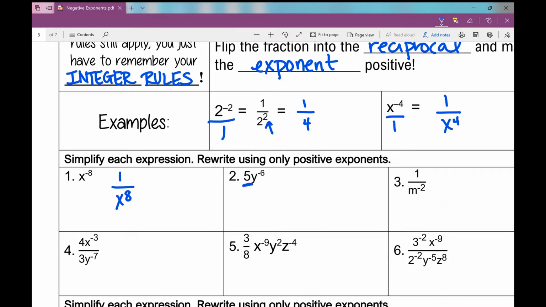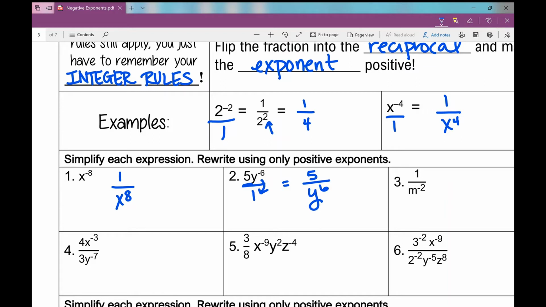Anytime you see negative exponents involved, it's a really good idea to make it into a fraction, okay? Anything that has a negative exponent attached to it is going to move. Okay, so only the variable with that negative exponent is what's going to move. My 5 stays in the numerator, y goes in the denominator, exponent becomes positive. So what do you notice about number 3? The variable and the negative exponent is in my denominator.